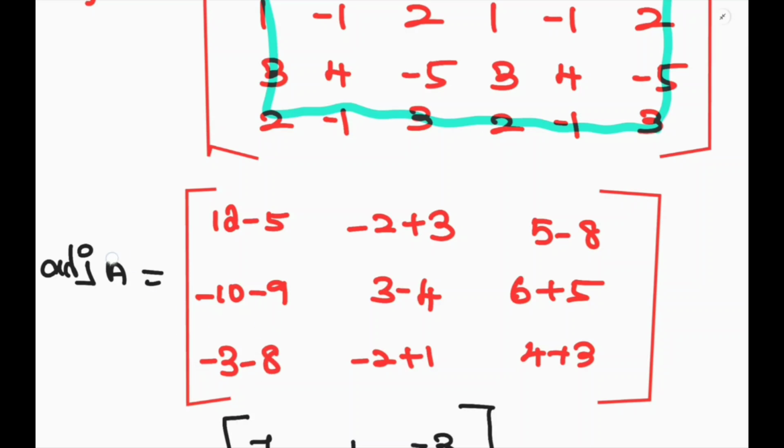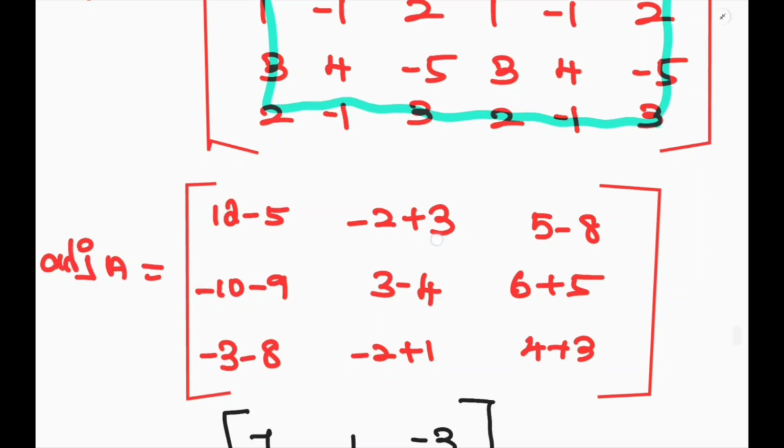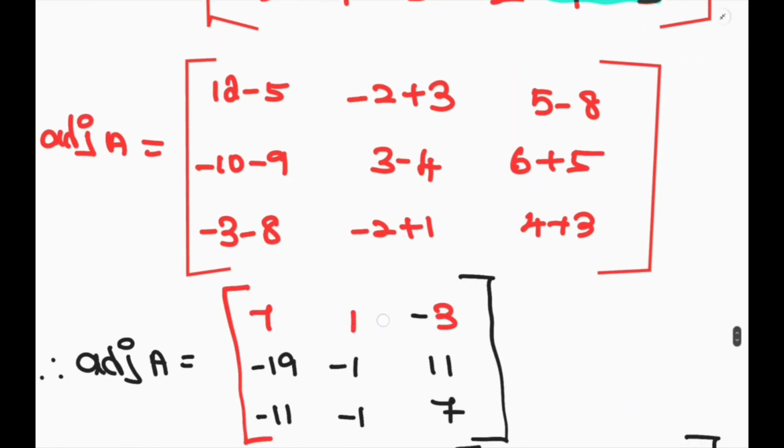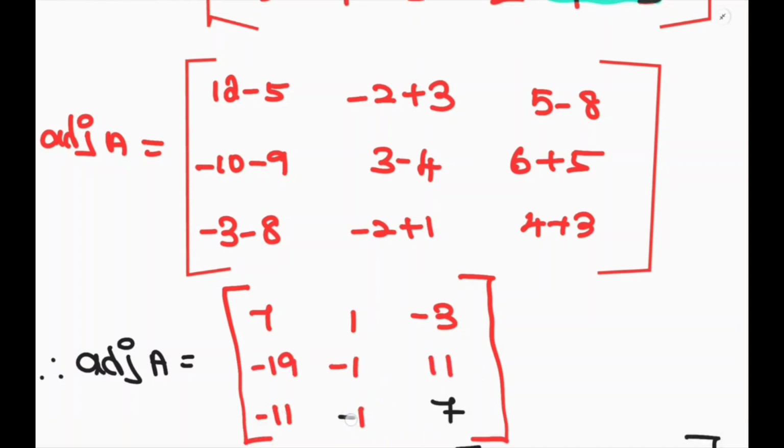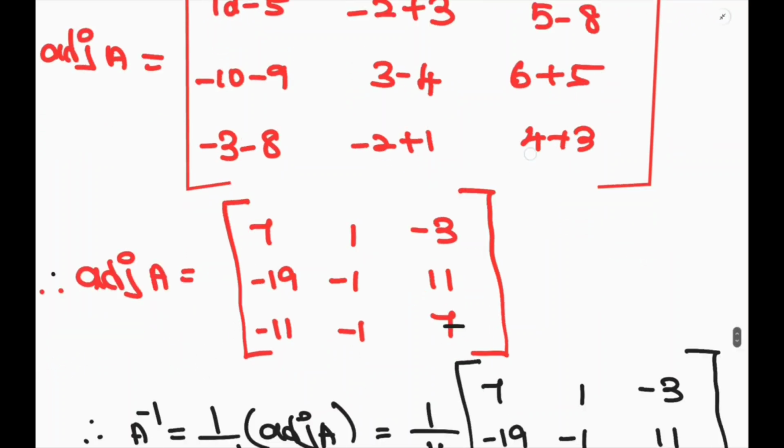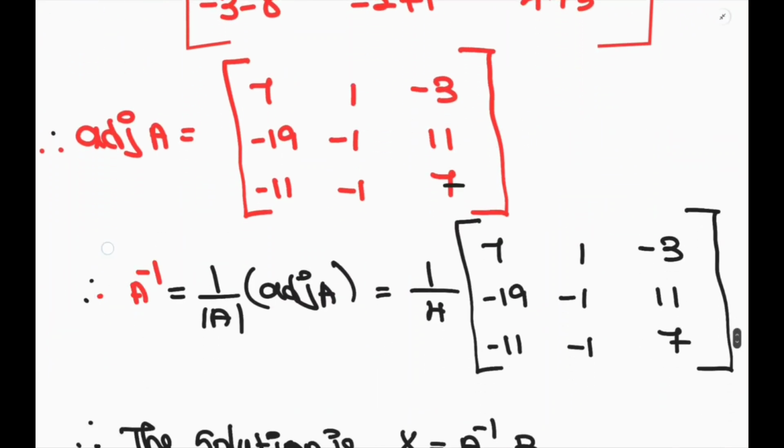Okay. So after adding them, your adjoint A becomes 7 1 minus 3, minus 19 minus 1 11, minus 11 minus 1 and 7. So this is your adjoint of A matrix, right? Then we need to find the A inverse. So your A inverse is nothing but 1 by determinant of A into adjoint A. So 1 by det A is equal to 4 and your adjoint A is this matrix, right?